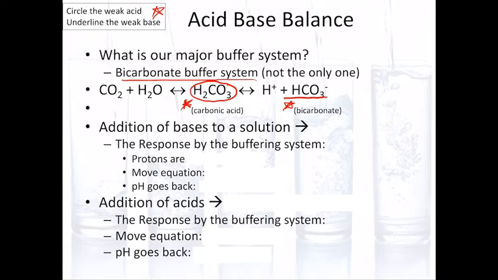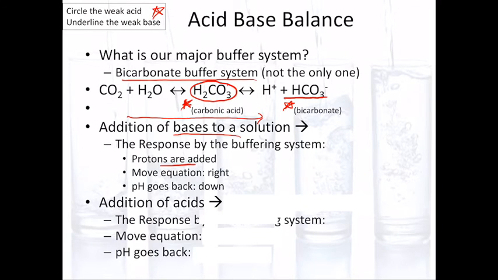Okay, so the classic examples we've gone through, starting all the way back to the first day of class last semester in Bio 130. If we add a base to a solution, the response of the buffering system is, well, first of all, the buffering system has to help us by adding protons. So that technically moves the equation to the right. And then that's going to make the pH go back down, back more acidic.